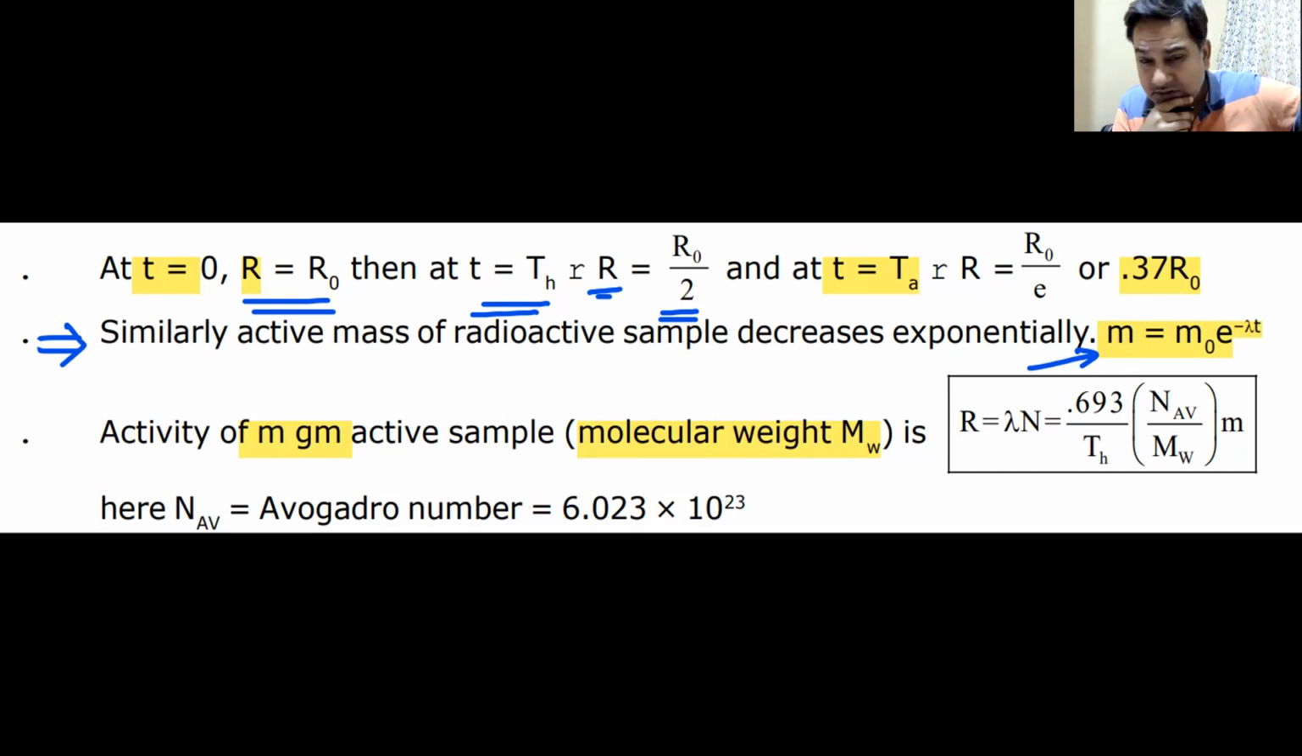A or R is known as the activity or the rate of decay or the decay rate. We started with the number of nuclei, then we switched to the decay rate, and at the end we have seen the relation between the mass of the nuclei which is left and the mass of the nuclei in the original condition. Shall we move ahead? Yes, sir.